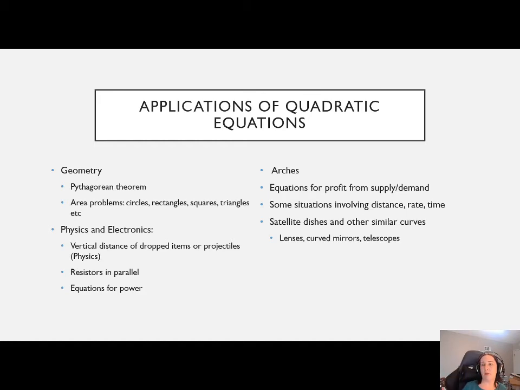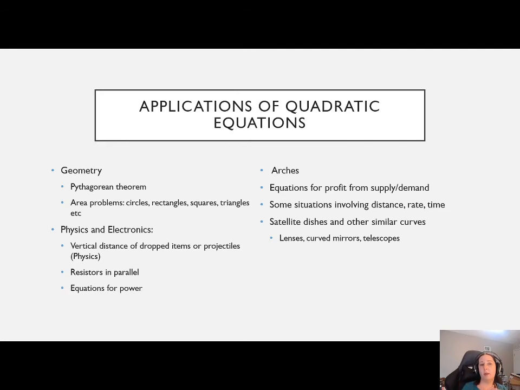Equations for profit from supply and demand. Usually, as supply increases, you've got your curves, and if something's rare, your demand is high, so you're going to make a lot of money, and then you're going to kind of even out. When you're trying to write equations for supply and demand, and then figure out profit, they often come out to quadratics, where you end up with a curve, usually where the demand is high, it goes low, and then it goes high again, or it might be the other way around. So those are often quadratic.